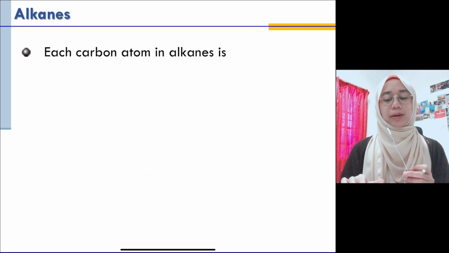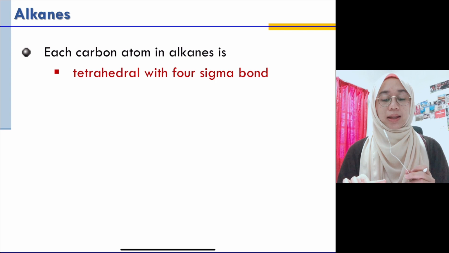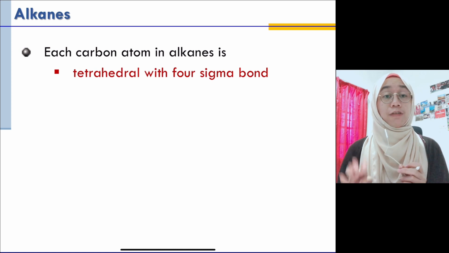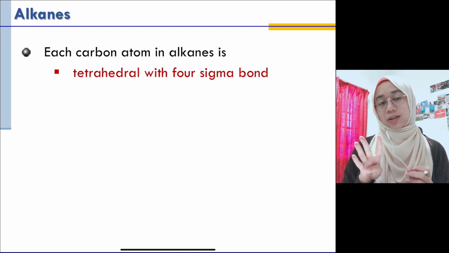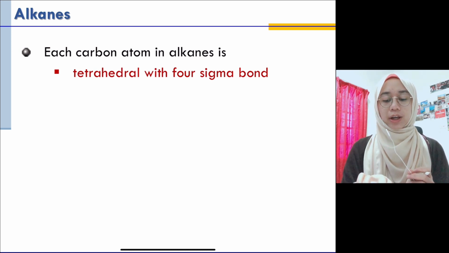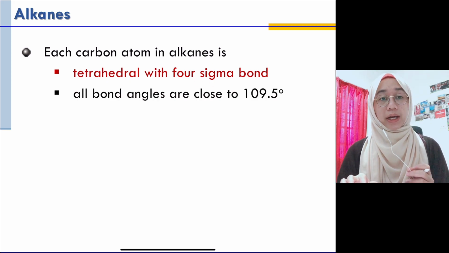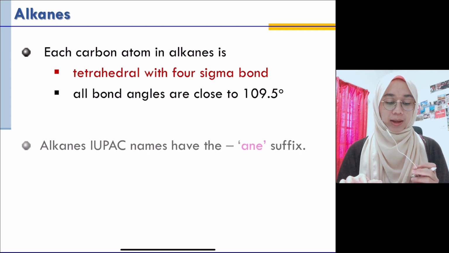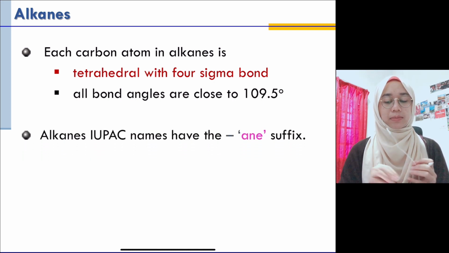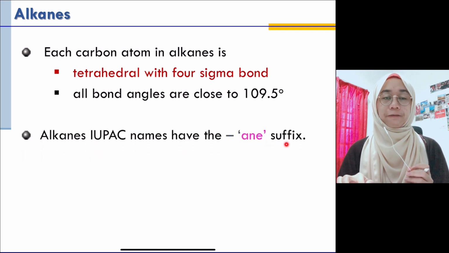Okay, so each carbon atom in alkane is tetrahedral. Ingat tak tetrahedral? Kita belajar pasal shape kan, tetrahedral with 4 sigma bonds because it consists of 4 single bonds, therefore it consists of 4 sigma bonds, and then all bond angles are close to 109.5 degrees. Okay, so alkane IUPAC names have the suffix -ane at the end.